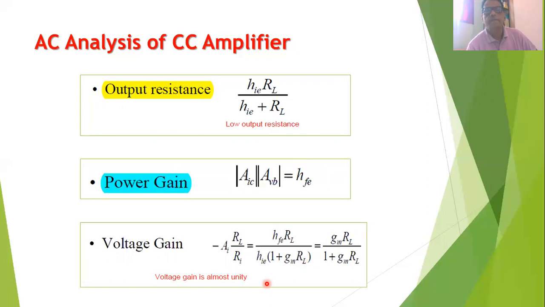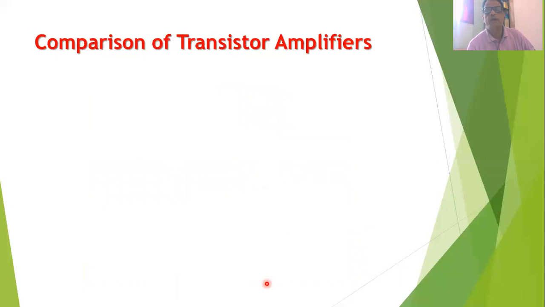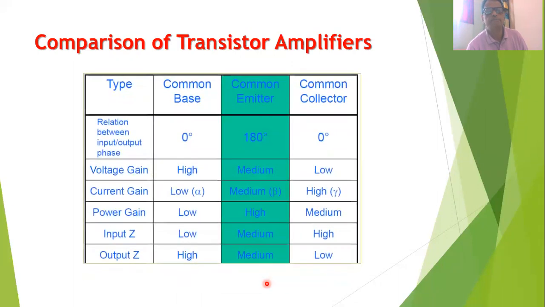So friends, so far we have discussed all three different types of transistor amplifiers: common emitter, common base, and common collector. Now it is time for us to compare these three amplifiers. As far as the relation between input and output voltage is concerned, you will find that the phase difference between input and output for common base is 0 degrees. For common collector, it is also 0 degrees. Only in case of common emitter, this phase difference is 180 degrees.